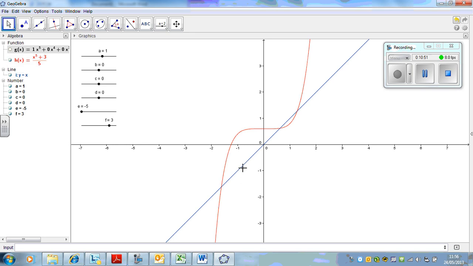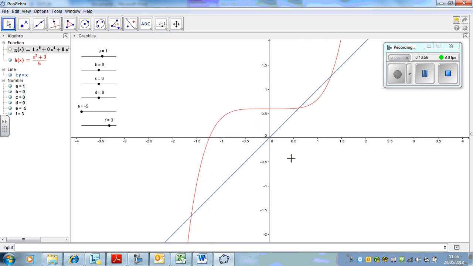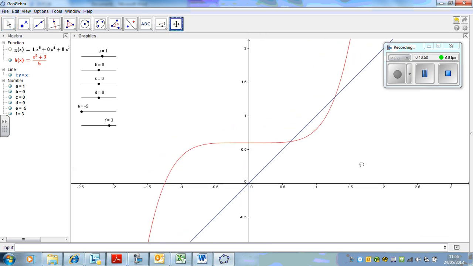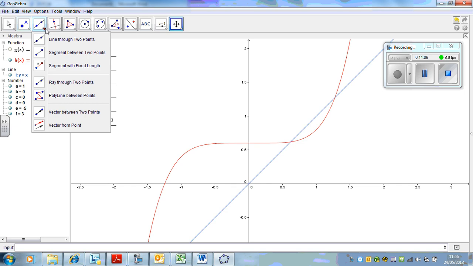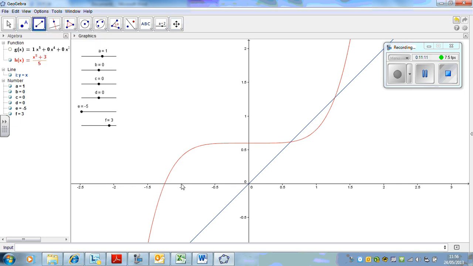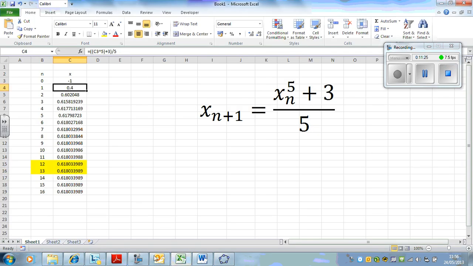So this is our graph of y equals x to the 5 plus 3 over 5, and the blue line is the graph of y equals x. We started off with a value of minus 1. So let's get some lines there. First we found the value on the graph there. So minus 1 to b, b has a value 0.4, which is what we found the first iteration to be.